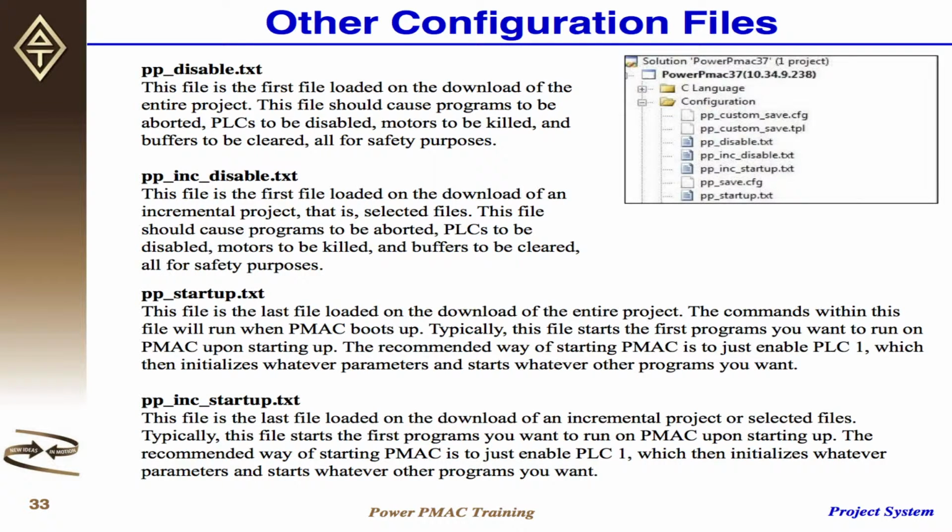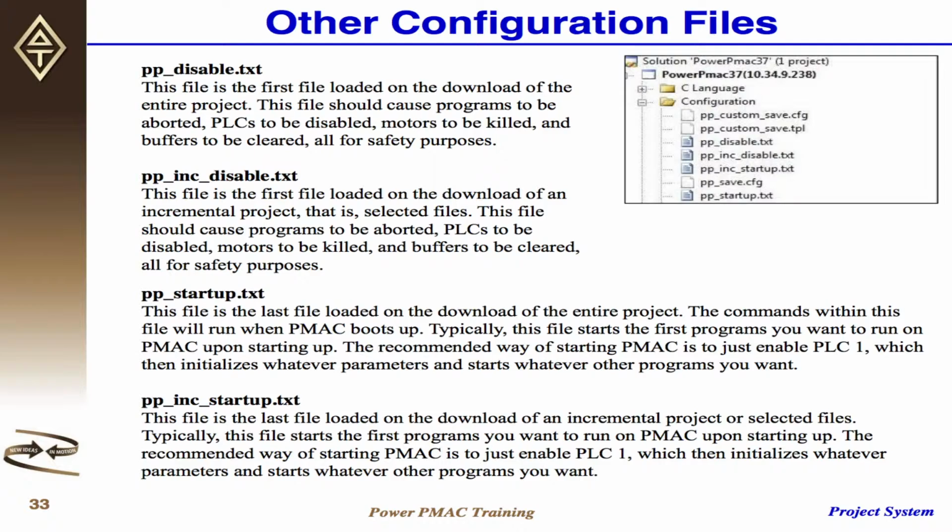Along with ppdisable.txt, there's pp_inc_disable, incremental disable. An incremental download is when you download one of the script programs after having fully downloaded your project once during any session in the IDE. You can incrementally download just a script PLC or a script motion program. Let's say you're continually changing a motion program, changing it over and over and honing it in, or the same thing with the PLC. You can just download that PLC or script motion program.